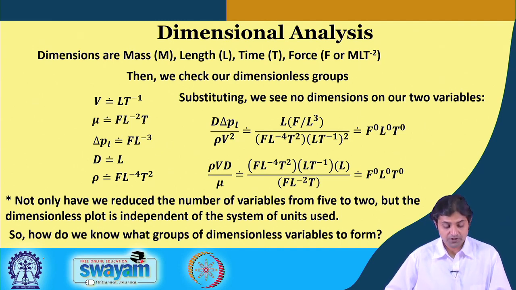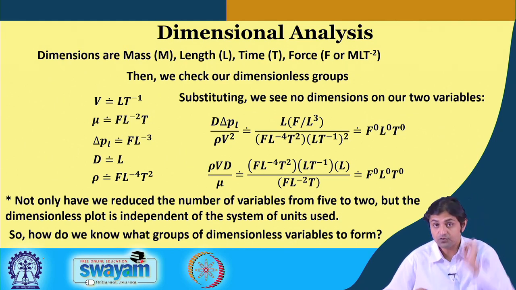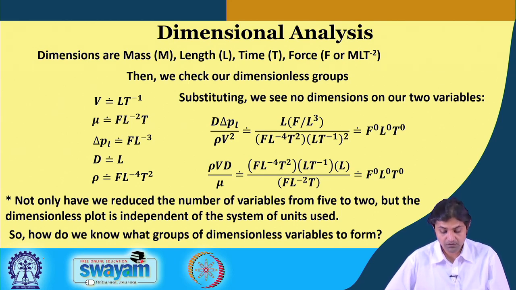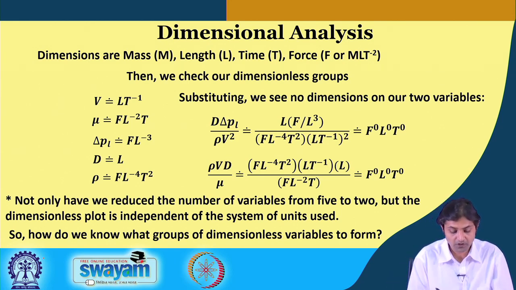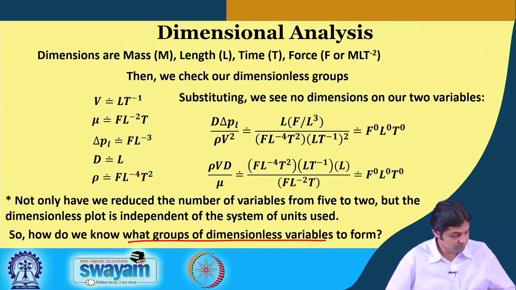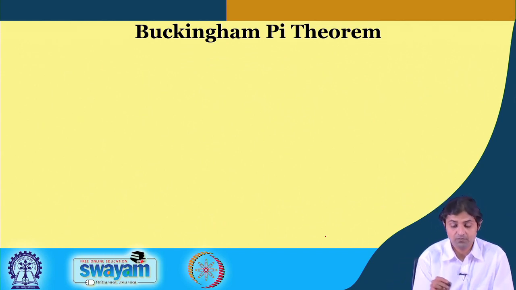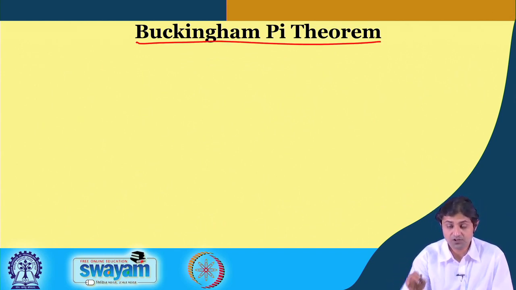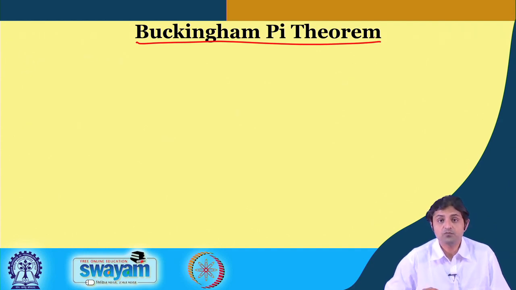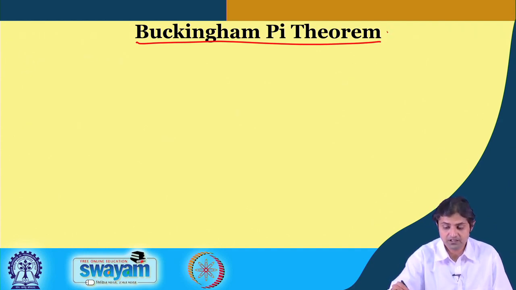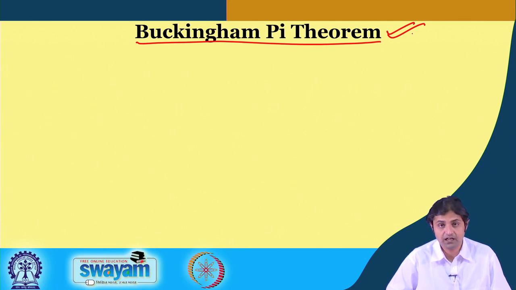So, the most important question is, how do we know what groups of dimensionless variables to form? This is quite an important question. I mean, we can form many groups, but what groups of dimensionless variables to form? And to answer that, we have a theorem called Buckingham Pi theorem, which forms the core of this module. So, please understand this theorem very carefully.